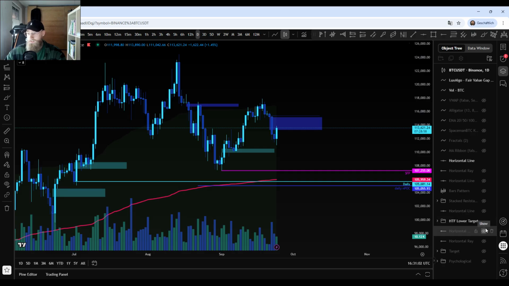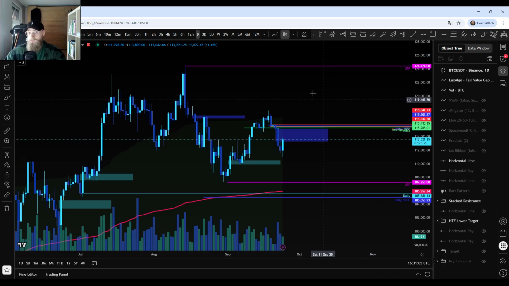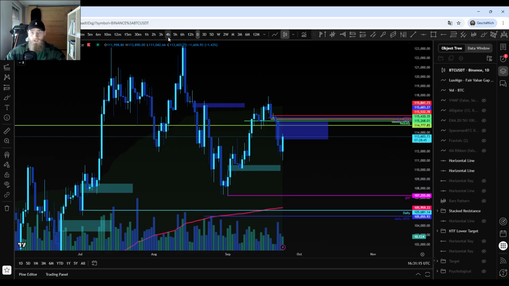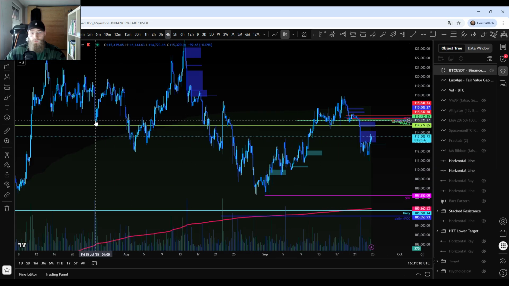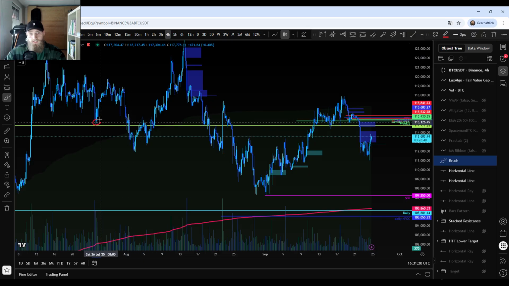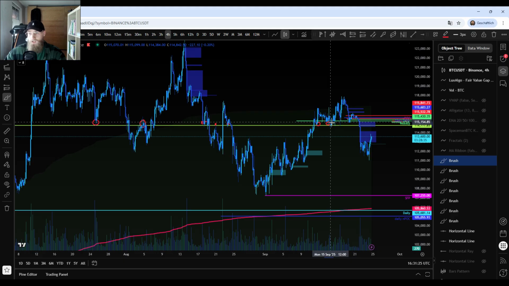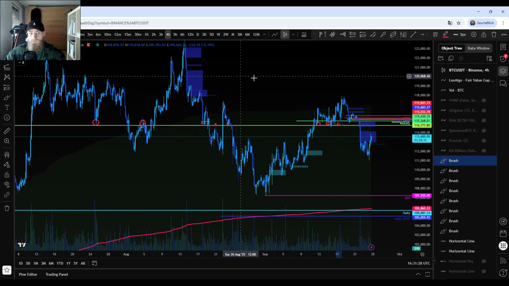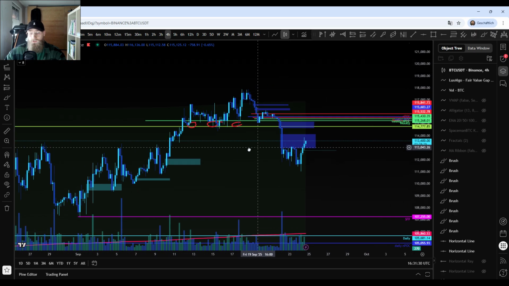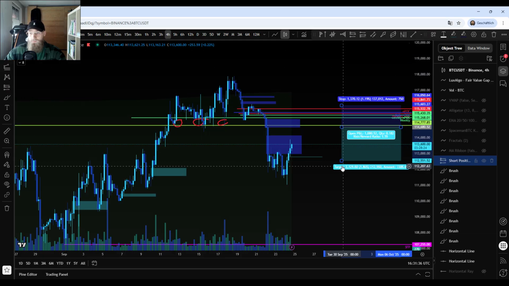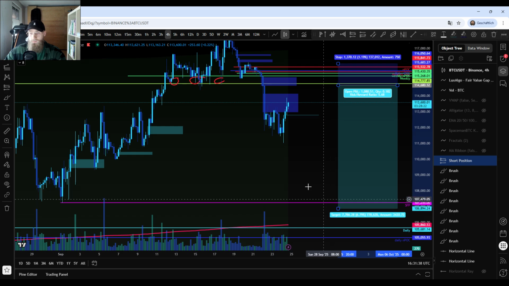The local resistance right now is this right here. As we can see, we have a big support and resistance flip area. Price has bounced around this area so often, and it would be pretty cool to touch it again to execute a nice short trade. So this would be the trade.